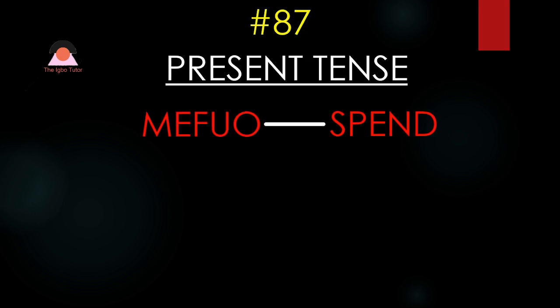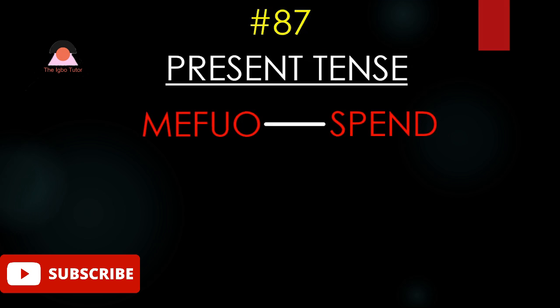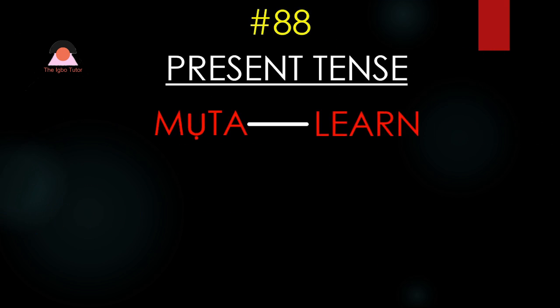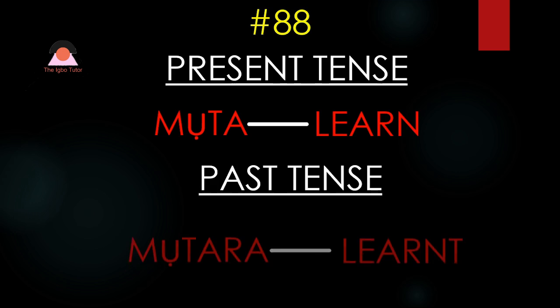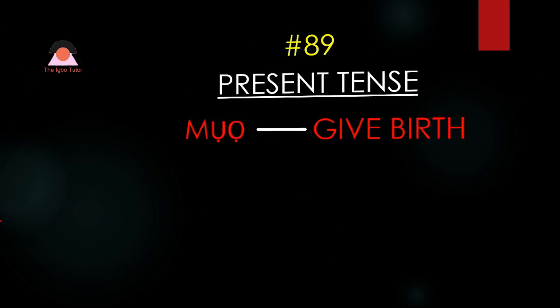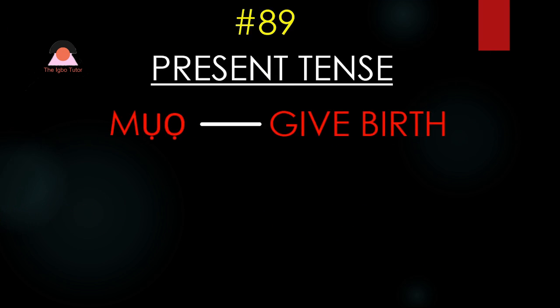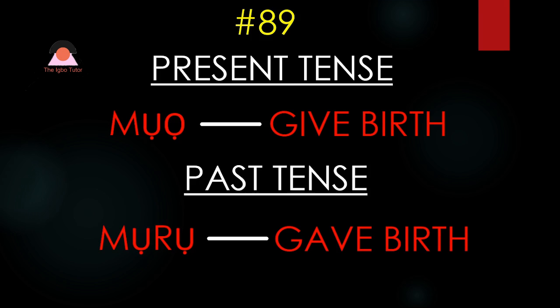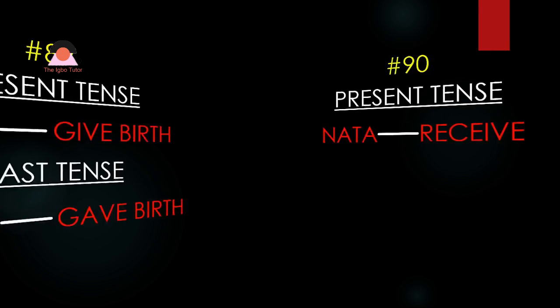87. The word is mefu, and that means spend. What is the past tense of mefu? It is mefuru, spent. We are moving on to 88, and the word is mota, meaning learn. The past tense of mota is motara, learned. Let's go to 89. The word is more, give birth. Oh, it is actually more, that's the sound. More, give birth, and the past tense is moro. Moro, gave birth.